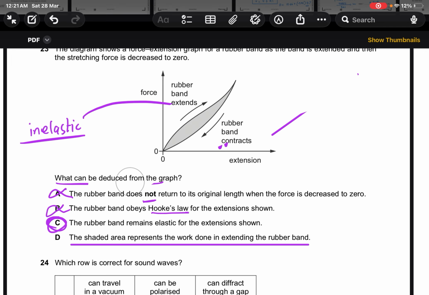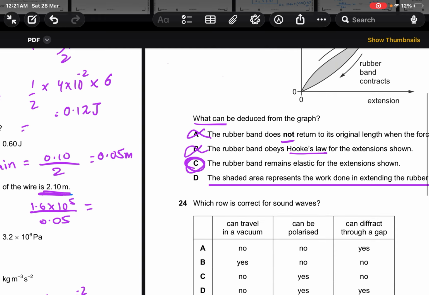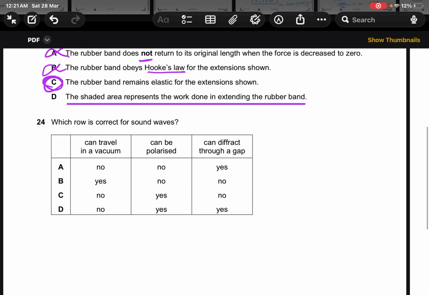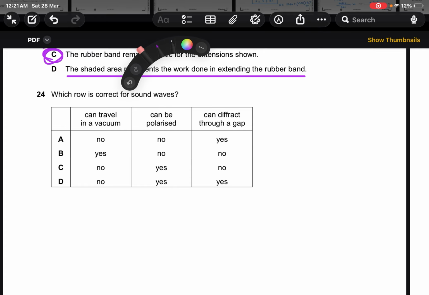The shaded area represents the work that is not recovered, that is lost as thermal energy or whatever form of energy. Which row is correct for sound waves?